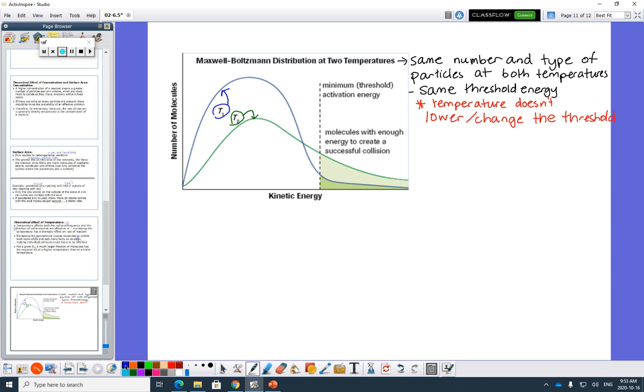Okay, so when you change the temperature, it doesn't change or lower the threshold. Usually we want the threshold to be lower to make the reaction faster. So it doesn't lower the threshold energy. And so it does two things, right? It changes how forceful a collision is and how often the collision occurs.